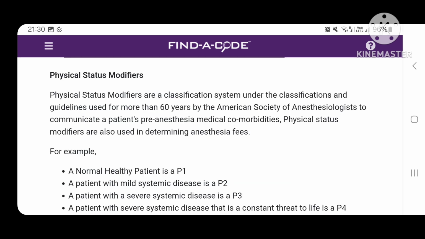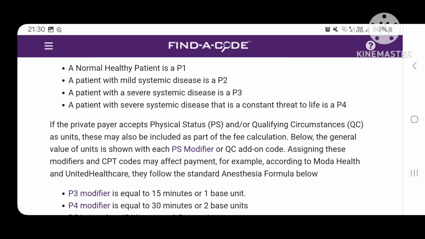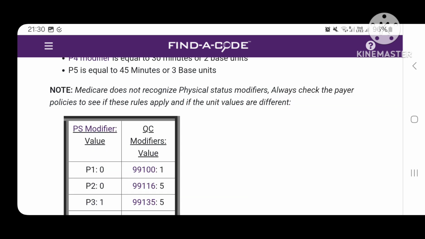In addition to this, if there is a physical status modifier or a qualifying circumstance, that will also add to the base unit value so that we can get more anesthesia charges or more reimbursement for anesthesia. Now we will see the values for P1 to P6 modifiers. P1 and P2 modifiers, we don't have any specific value for them, but P3 gives us 1 base unit.